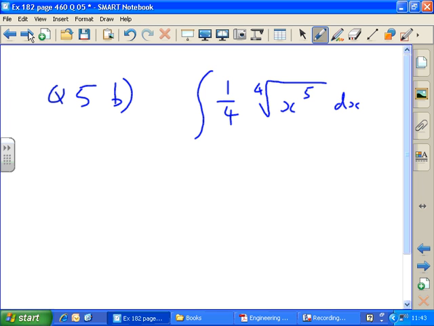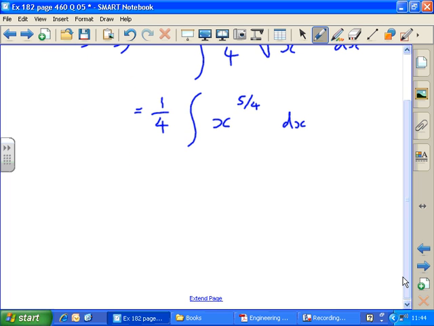Part B, the integral of a quarter, the 4th root of x to the 5. Well, as in part A, we could take the quarter outside the integral, and we can always do that, actually, take a constant outside the integral. That just leaves us a 4th root of x to the 5, which I can write using laws of indices as x to the 5 over 4. Now, as in part A, we just add 1 to the power and divide by the new power. So this becomes a quarter x to the 5 quarters plus 4 quarters is 9 quarters.